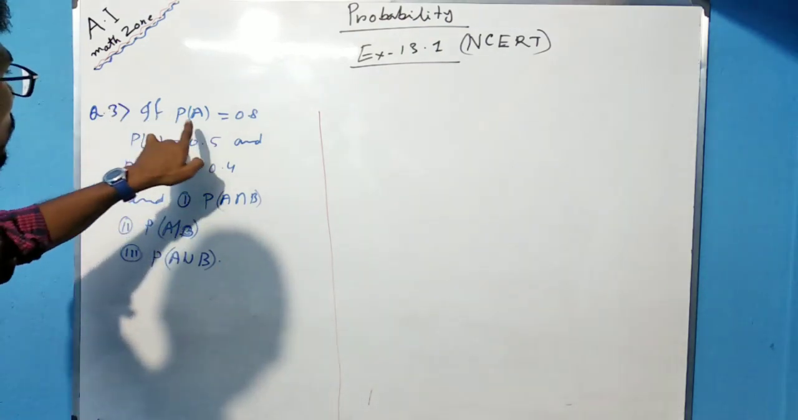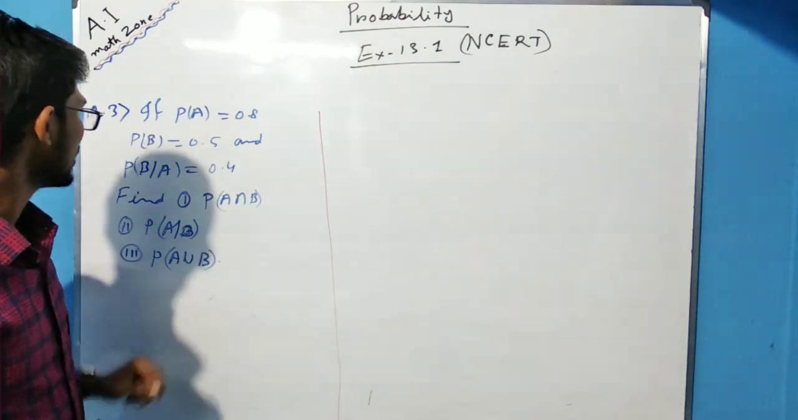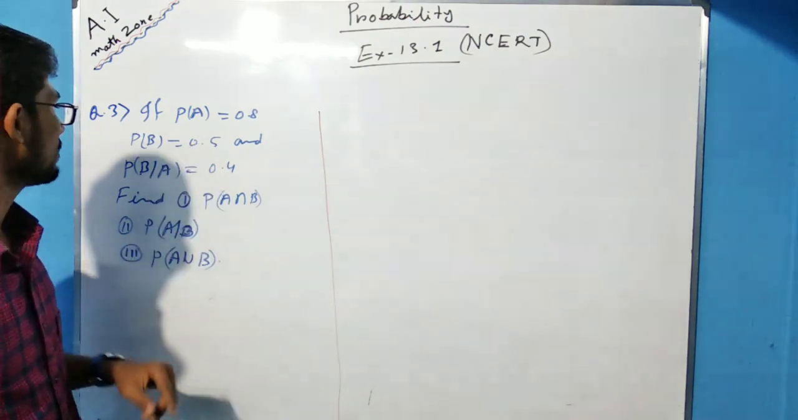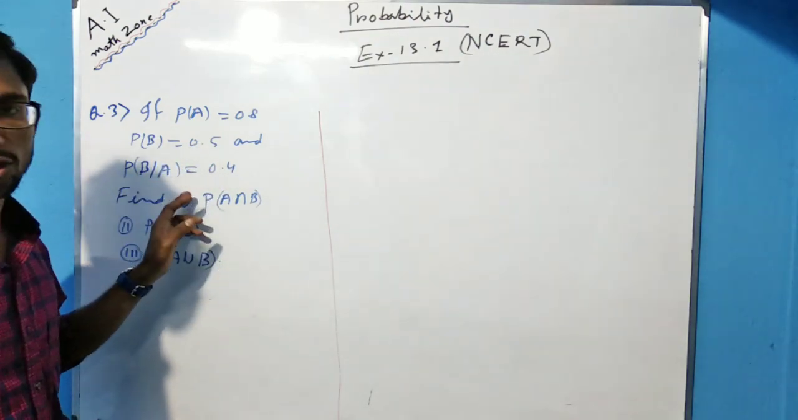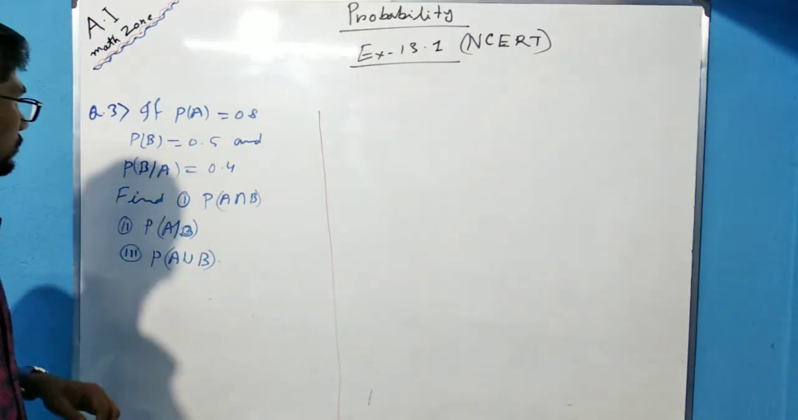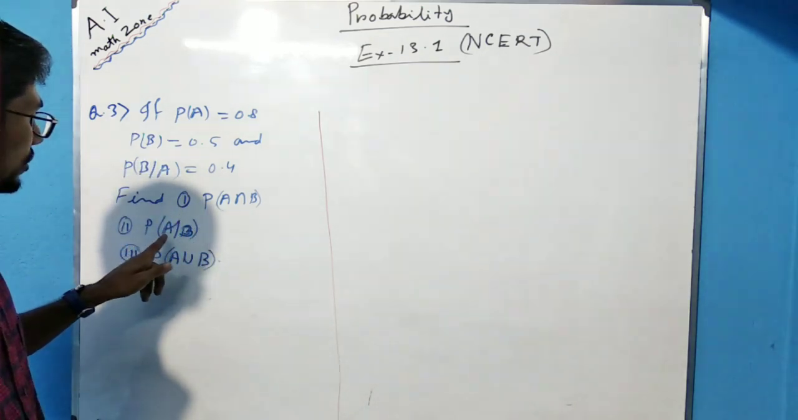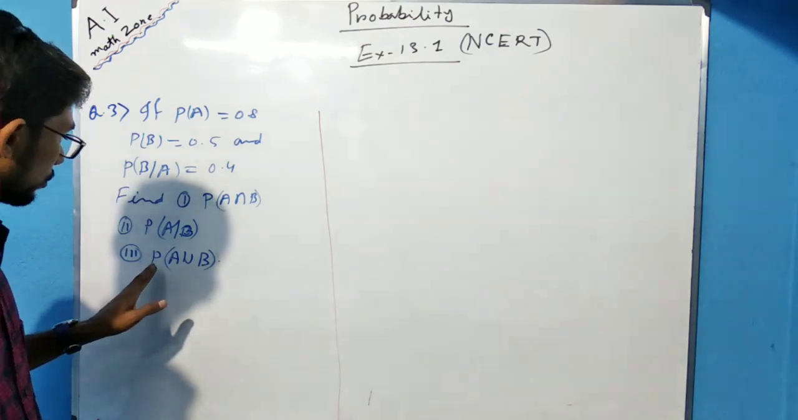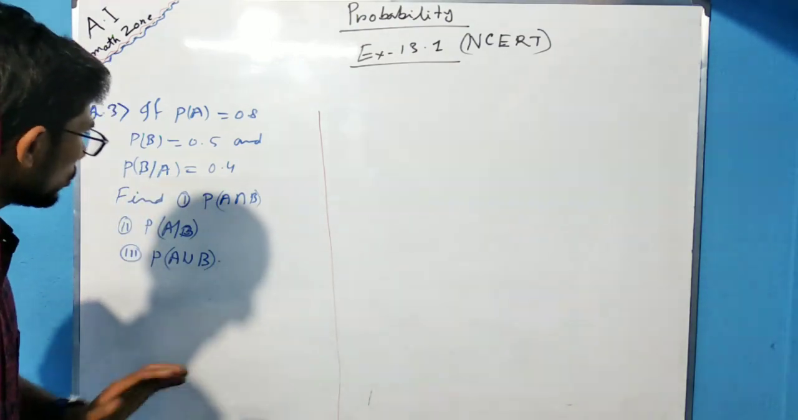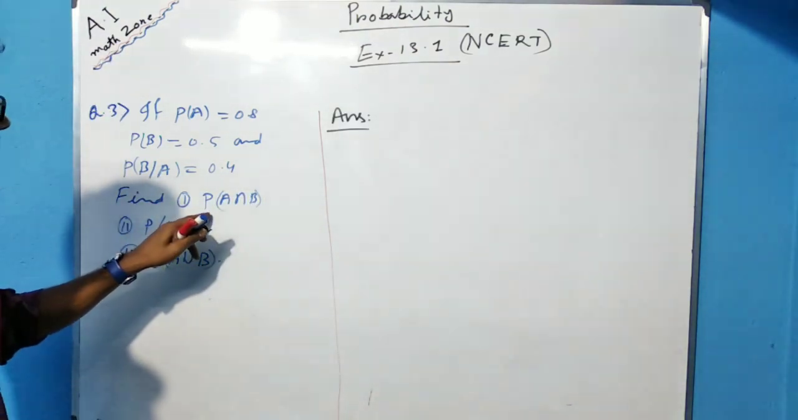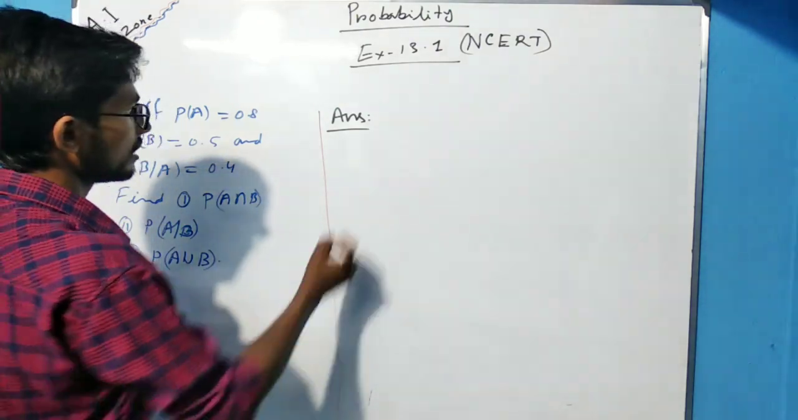Okay. So if probability of A is equal to 0.8, probability of B is equal to 0.5, and probability of B by A is equal to 0.4, then find probability of A intersection B. Second one, probability of A by B, and third one, probability of A union B. Okay, let's solve it. The first one is probability of A intersection B, right?